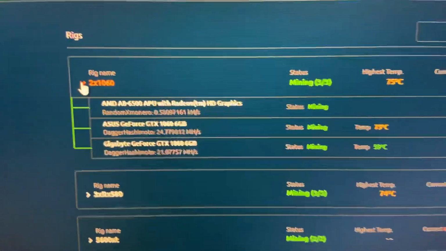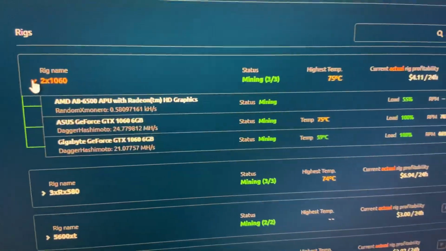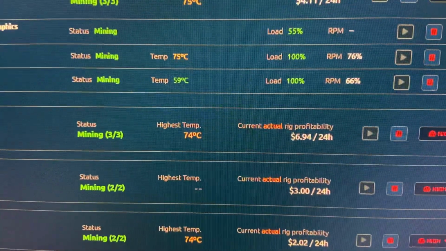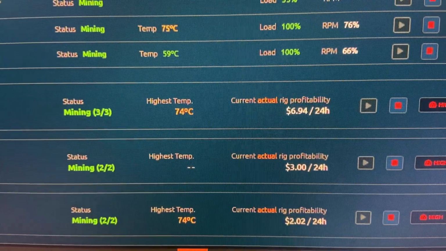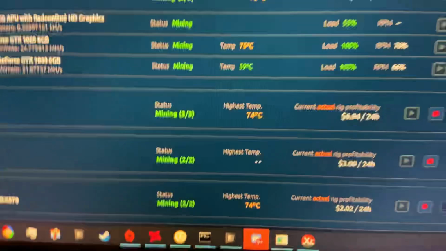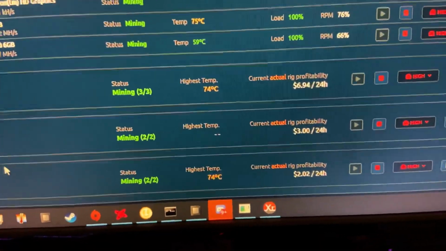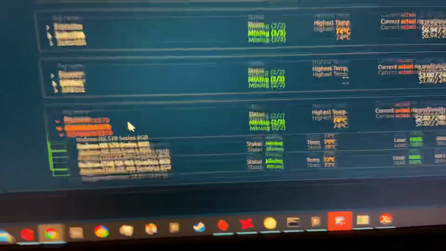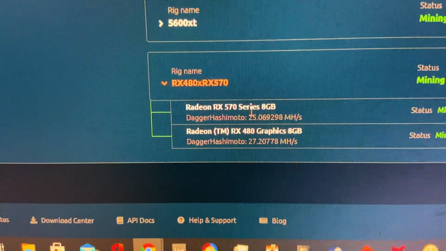Let's see, the 2x 1060 is up and running, making 411. The 580s are making 694. The 5600 is making $3 a day. And of course, the 570 and 480 is making only 208. Yeah, it says $2 a day. Let's go back and look at that. Yeah, 202, which is a little weird. Usually it's in the $4 range. But yeah, mega hashes are good.